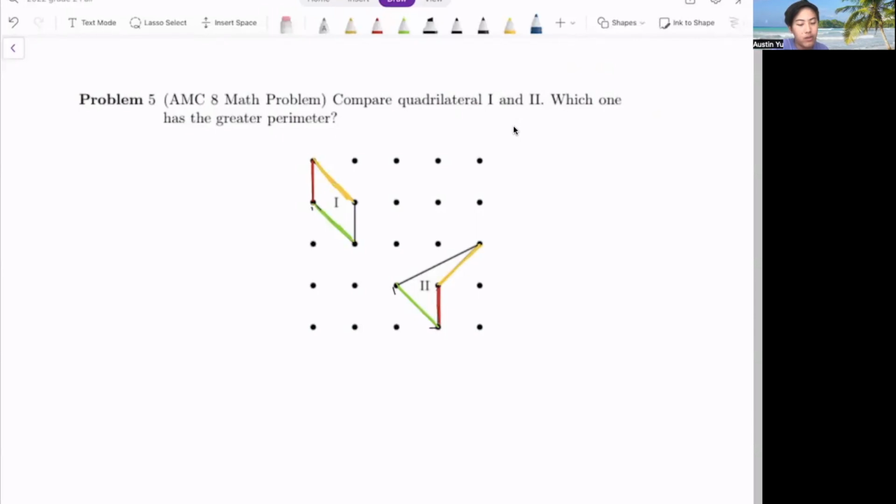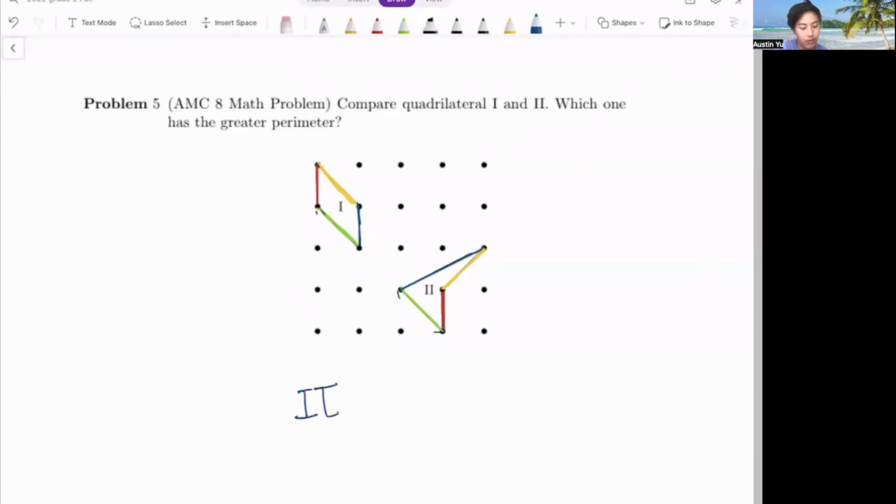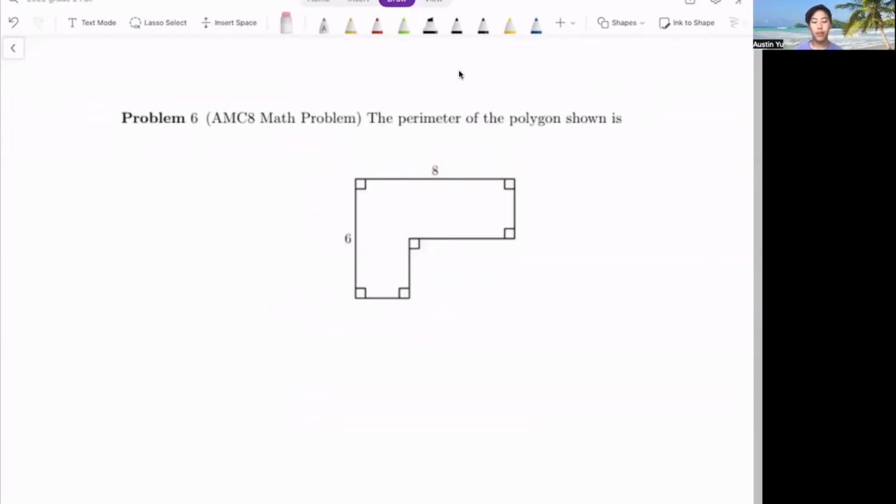But then finally, we are left with two lines on both quadrilateral 1 and quadrilateral 2. We notice that immediately quadrilateral 2 has obviously the longer side because it stretches a lot, whereas the quadrilateral 1 line, the leftover one, just stretches for a little bit. Therefore, just looking at these two, we can easily figure out that quadrilateral 2 has the greater perimeter, because the blue line is so much larger than the blue line on quadrilateral 1. Which one has the greater perimeter? Quadrilateral 2. Problem 6. The perimeter of the polygon shown is, we have this cut out polygon.